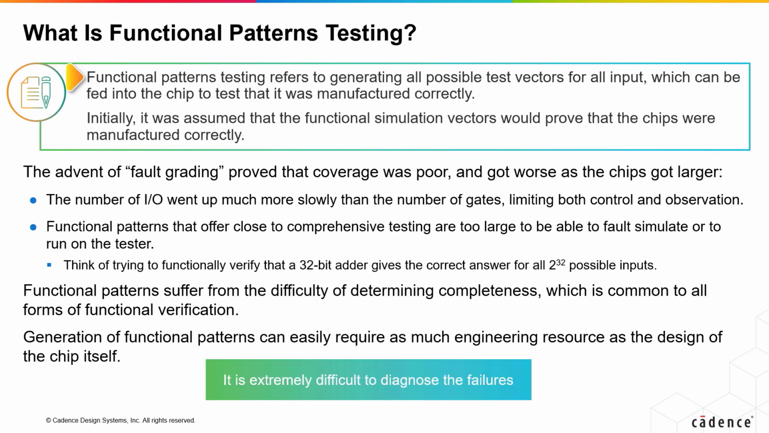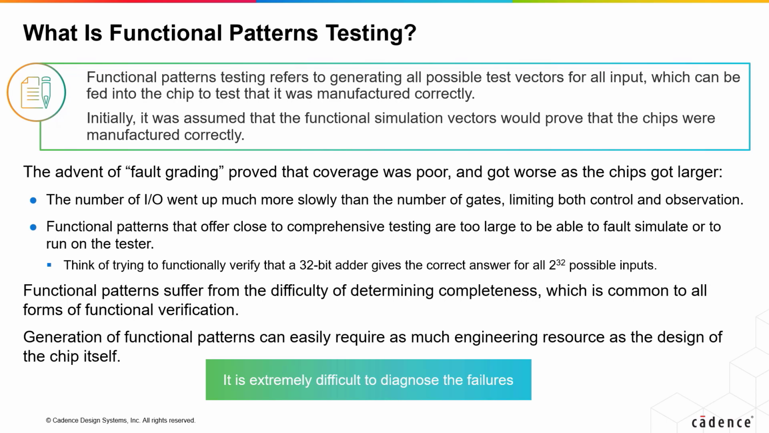Functional pattern testing refers to generating all of the possible test vectors for all inputs, which can be fed into the chip, to test that the chip was properly manufactured. Originally, some subset of the chip verification patterns, functional simulation patterns, were used to verify that the chips had been properly manufactured. This makes a lot of sense. If the simulations are sufficient to ensure that the design is correct, then they should ensure that the chip was manufactured correctly. Unfortunately, that is not sufficient.